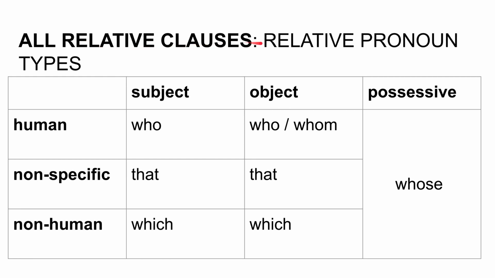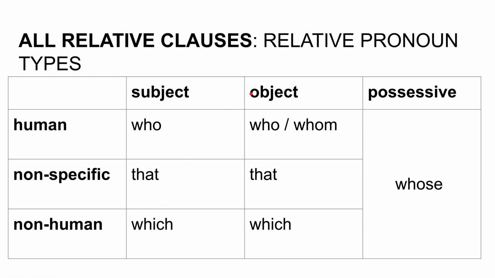All relative clauses have relative pronouns. These are different relative pronoun types. For subject relative clauses that are human, we use who. For subject relative clauses that are non-specific, we can use that for both human and non-human. And for non-human, such as animals and things, we use which.